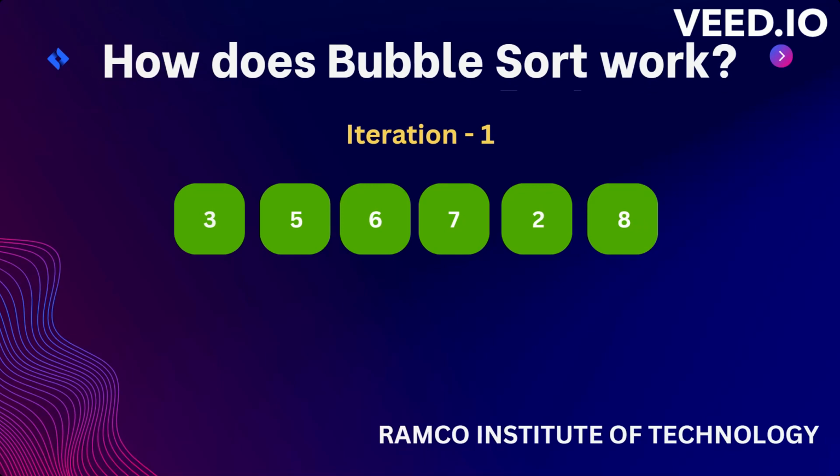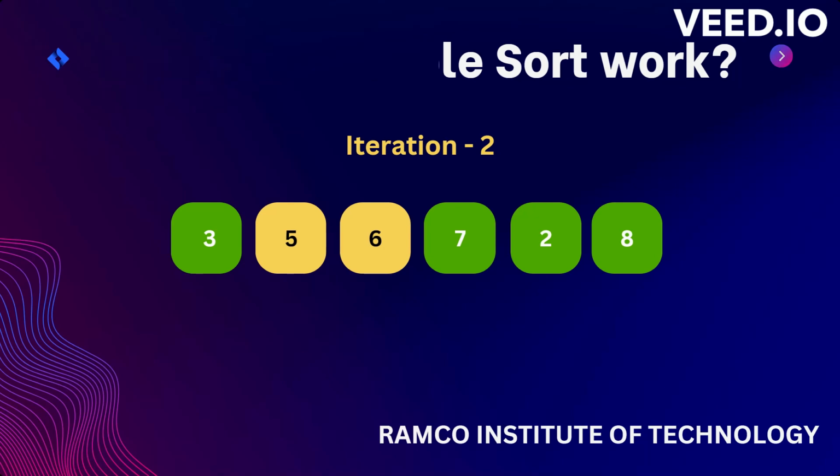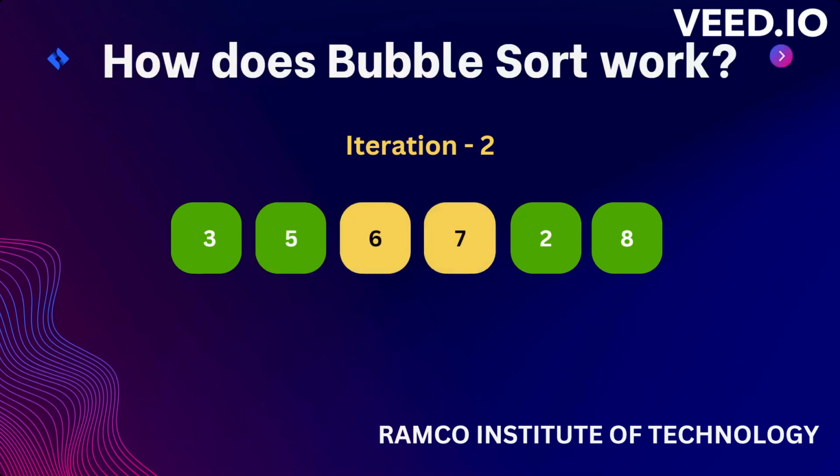Even now, the elements are not in sorted order. So, we perform iteration 2 now. The same procedure is repeated. First two elements are compared, that is 3 and 5. It is in the sorted order, so no swapping has happened here. Then the next two elements, 5 and 6, are compared. It is also in the proper order, so no swapping is required. Then the next two elements, 6 and 7, are compared. It is also in the proper order, so no swapping is required.